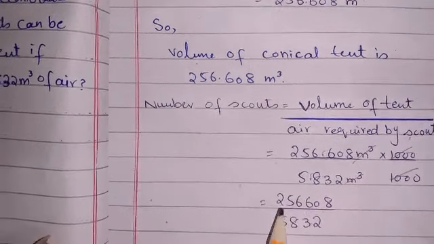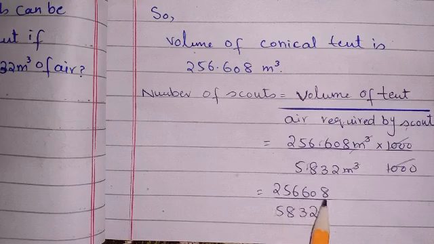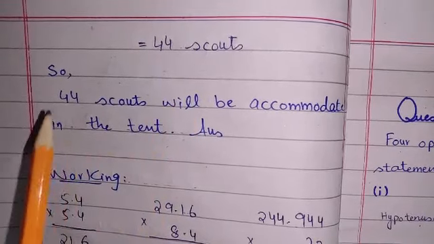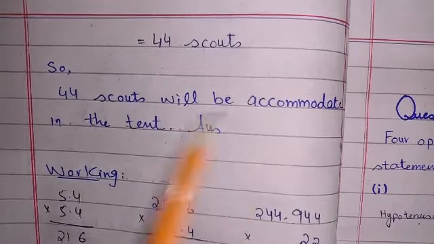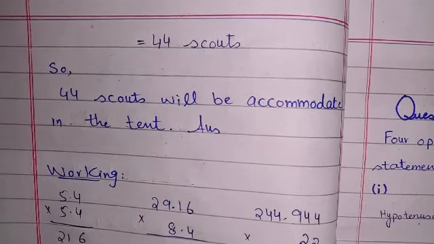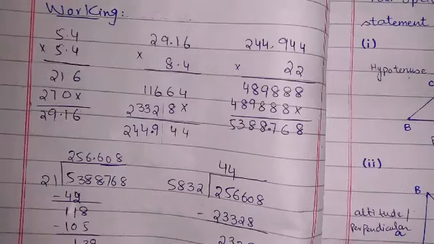And students, we are left with the numbers 256608 divided by 5832, and when we divide both numbers we got our answer 44 scouts. So 44 scouts will be accommodated in the tent. It is our answer statement. Now students, let's move towards our working.